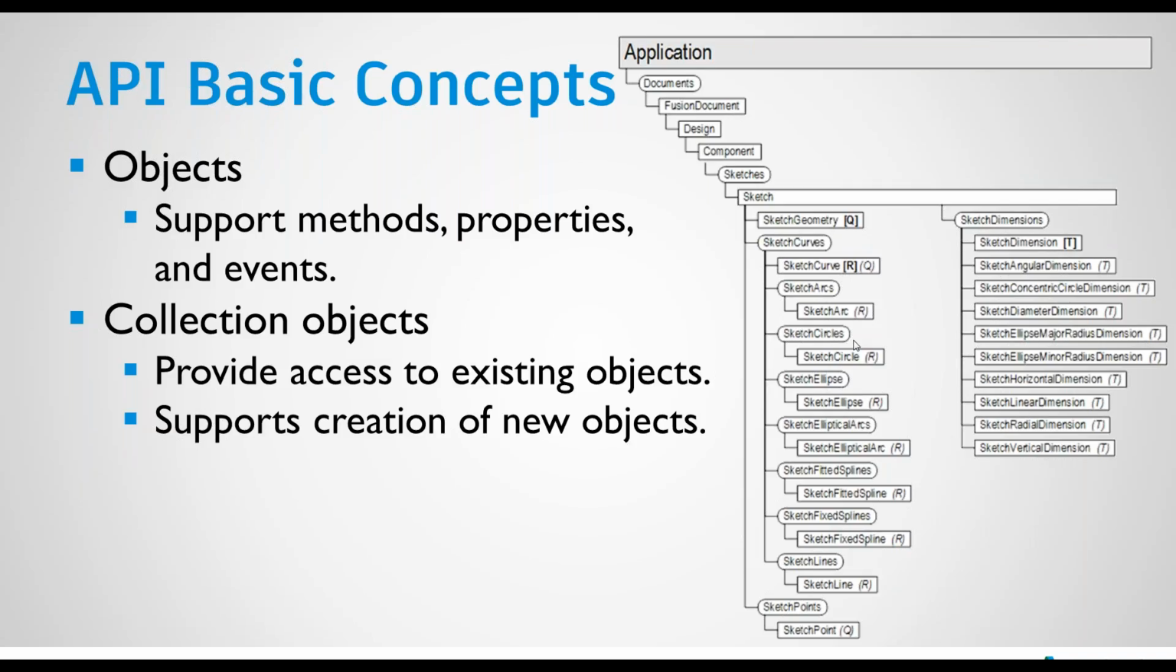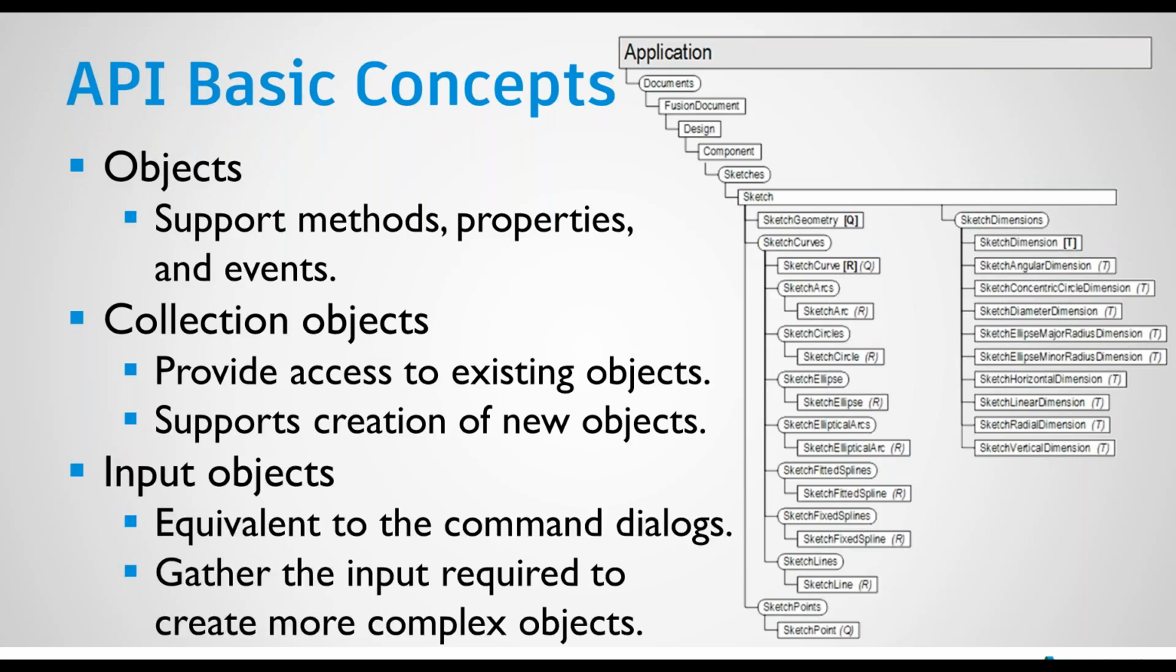Right. And then the sketch circles collection also supports some methods to let me create new circles. There's several methods because there's different ways to create a circle. So I think add by center radius or add by 3 points. And that would create a new circle within that collection, basically creating a new circle on the sketch that I got that collection from. Right?